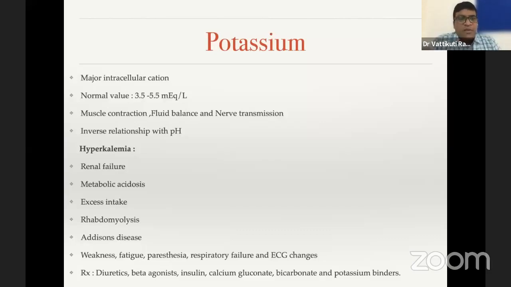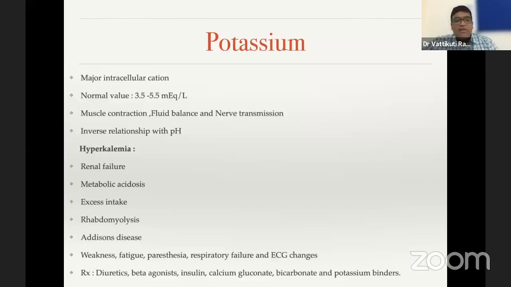So hyperkalemia is when the potassium goes more than 5.5. The most common causes of hyperkalemia are renal failure, metabolic acidosis, excess intake of potassium via oral Kesol syrups or IV correction, rhabdomyolysis, and patients with Addison's disease. The clinical features of hyperkalemia include weakness, fatigue, paresthesia, respiratory failure, and ECG changes.